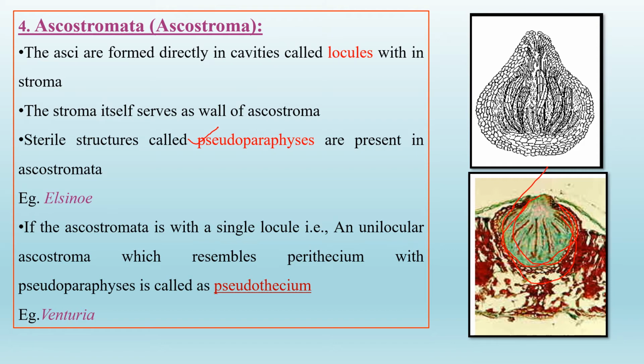If the ascostroma has a single locule, that is a unilocular ascostroma, which resembles perithecium with pseudoparaphysis, that is known as pseudothecium. We have to remember these terms especially. What is pseudothecium? Pseudothecium is a unilocular ascostroma which resembles perithecium with pseudoparaphysis. An example where we can find it is Venturia. These are the four types of fruiting bodies generally found in the phylum Ascomycota. Naked asci are found, for example, in Taphrina. That one also we have to remember.